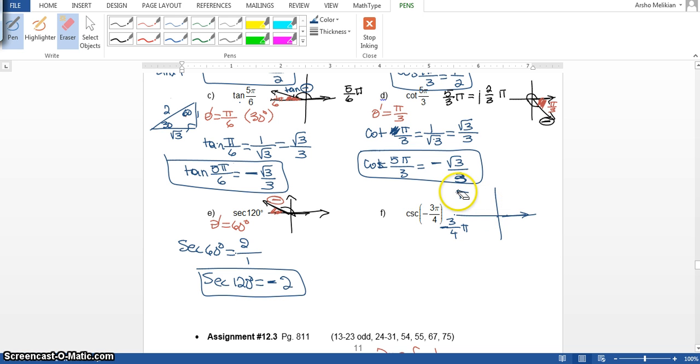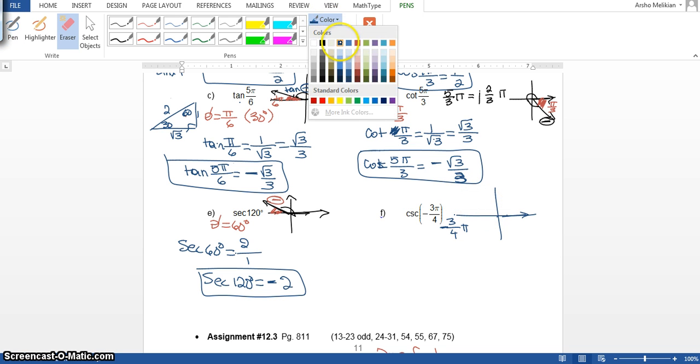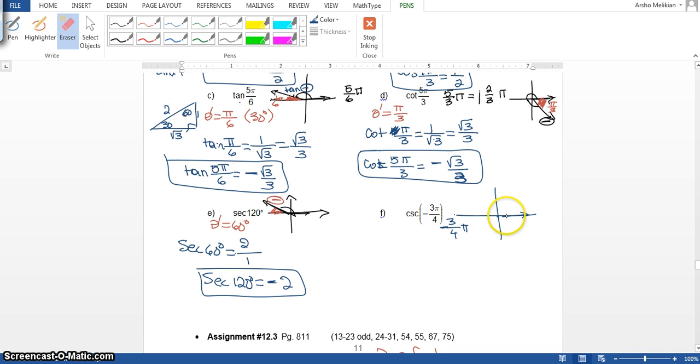Okay, so we're here. Negative 3/4 of a pi. Now, the reference angle is always positive, and it's between 0 and 90 degrees or 0 and pi/2. So here, this much was 3/4 pi. That means this much is 1/4 pi. So theta prime is 1/4 pi, which is the same as pi/4, which is the same as 45 degrees.